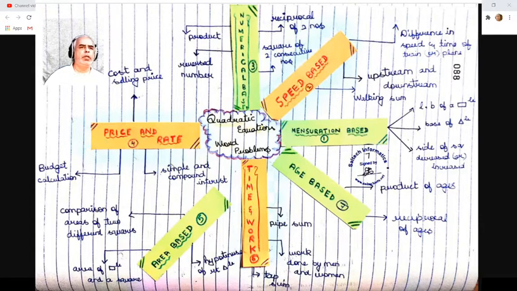And then area based problems. There may be some problems associated with the area of a rectangle. Of course, this comes under mensuration also. Sometimes, if it is a right triangle, they will give the hypotenuse, and you may be asked to find out the opposite side or adjacent side, whatever it may be.